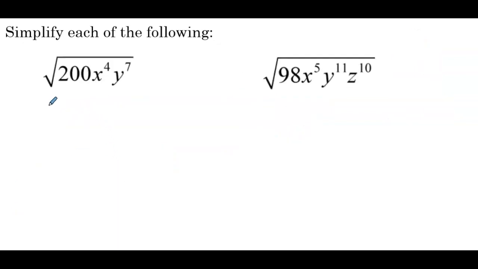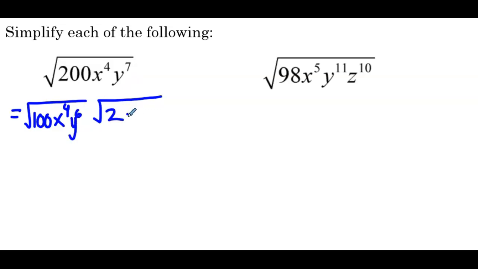Two more examples. The square root of 200, x to the 4th, y to the 7th. So in this one, let's try to do it without writing out factor pairs. So we're going to write it as the product of two square roots. So 200. The largest perfect square that I could think of that goes into 200 is 100. And then the remaining factor is 2. X to the 4th is an even exponent, so that's a perfect square expression. And then y to the 7th, I could express that as y to the 6th times y.